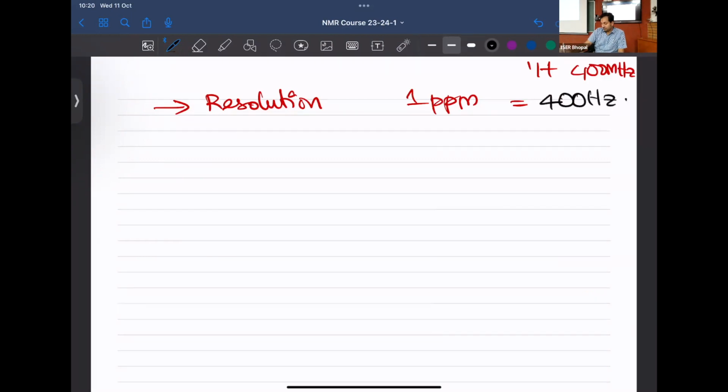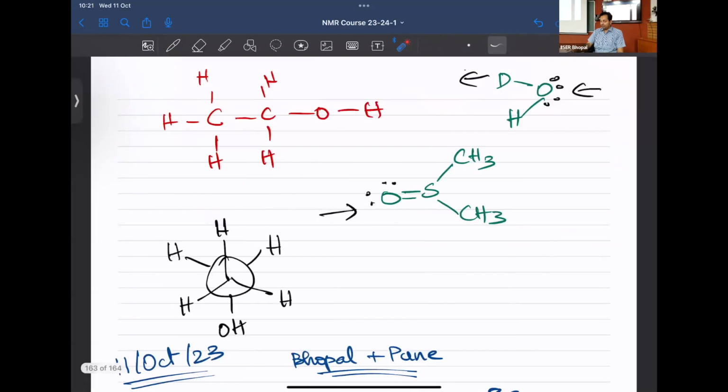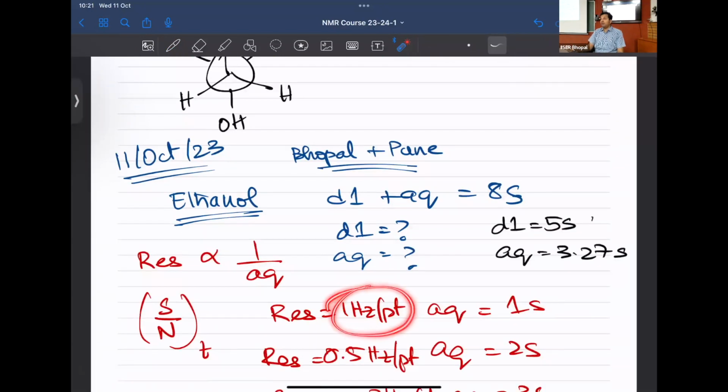400 hertz. The same thing for a 13C would be 100 hertz. Do you see that within 1 ppm, the higher gyromagnetic ratio can actually pack more hertz, and therefore if you have a certain resolution, if you have 1 hertz per point, you have more points within a certain ppm.